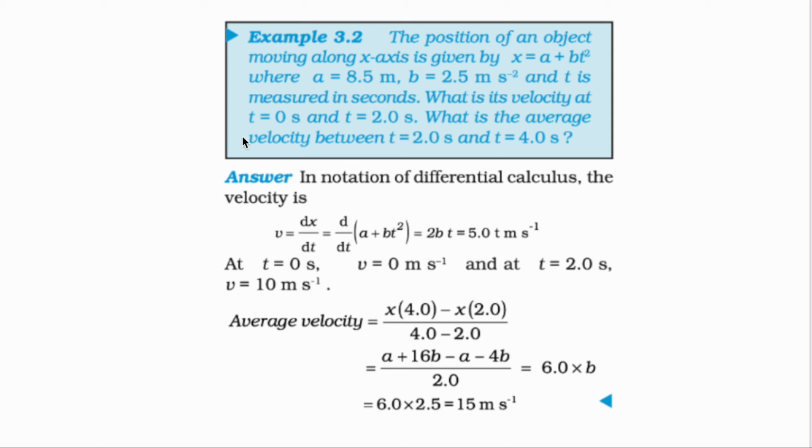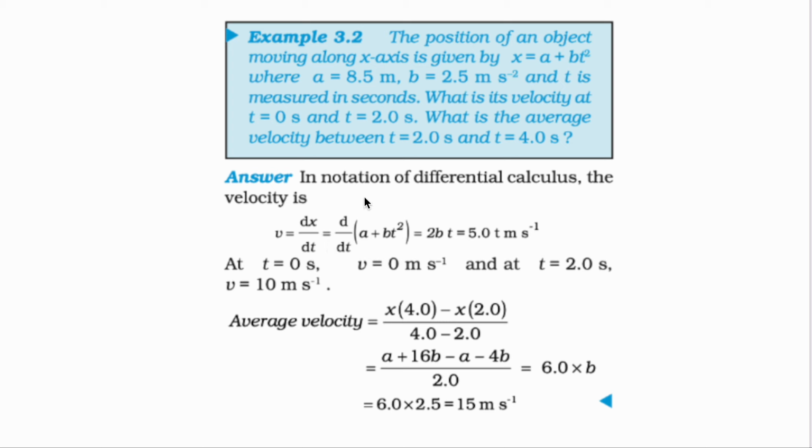What is the velocity at time t is equal to 0 and time t is equal to 2 seconds? What is the average velocity between t is equal to 2 seconds and t is equal to 4 seconds? Okay, see, in this you have to solve two types. One is you will just find instantaneous velocity, another one is average velocity. In instantaneous, in differential calculus notation, the velocity is v is equal to dx by dt. So they are doing this differentiation.